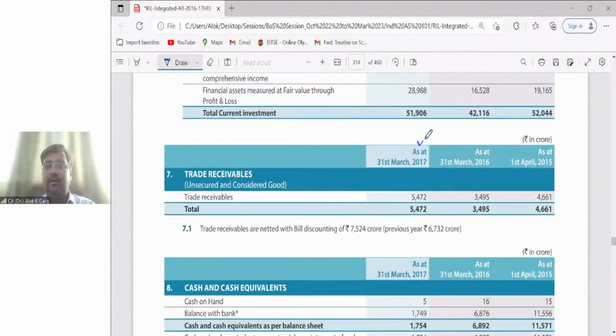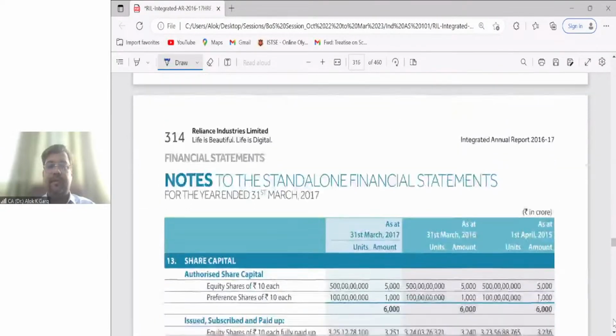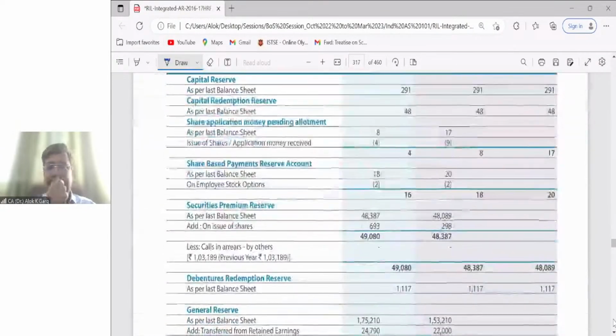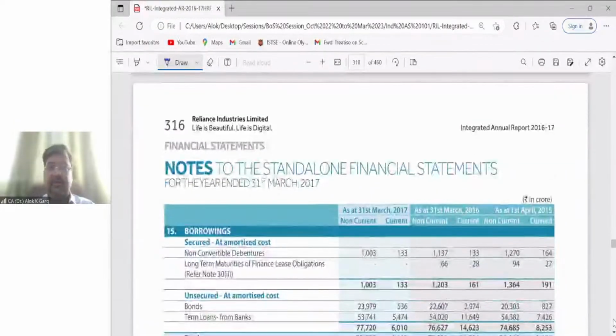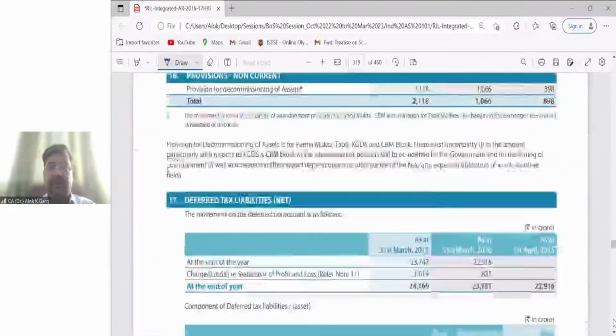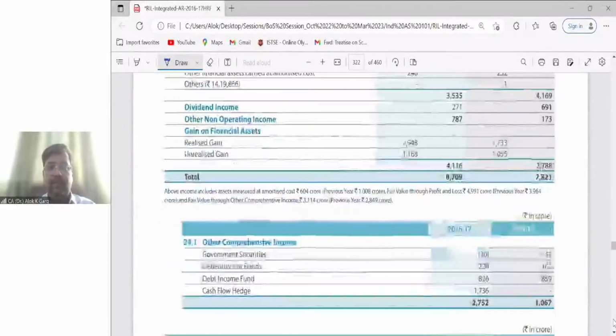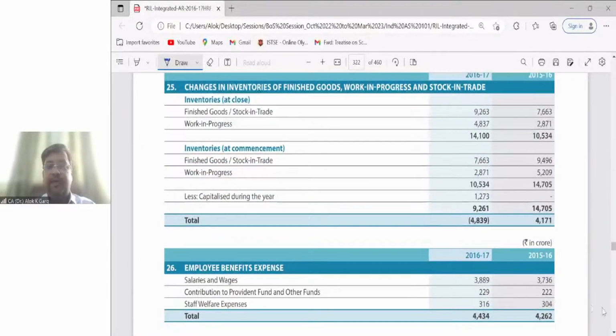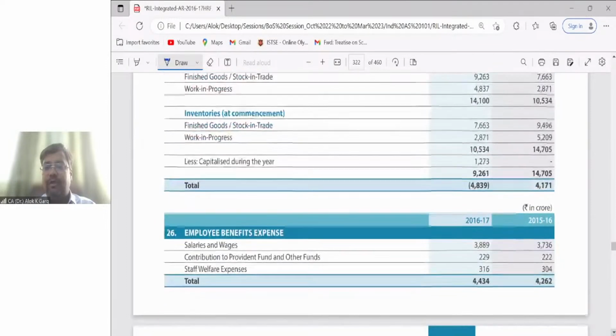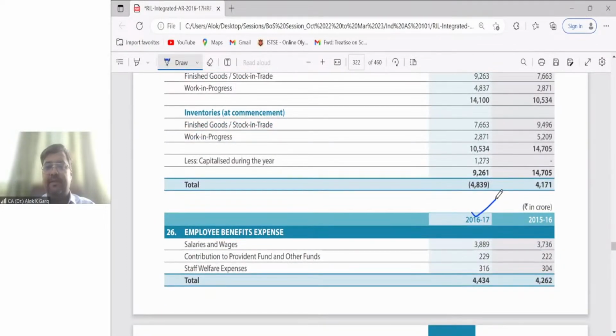Trade receivable, current year, previous year, transition date. So all the balance sheet related notes are for 3 periods. Let me show you the P&L related notes also. Since the P&L was for 2 periods, the P&L related notes are also for 2 periods. Employee benefit expenses, current year, previous year only.